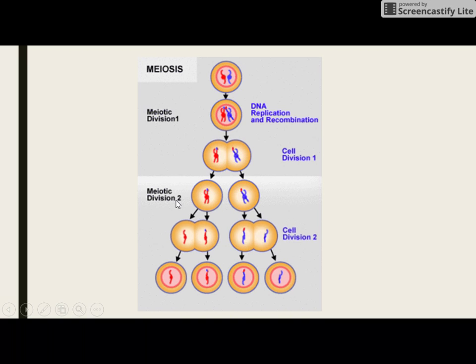The second meiotic division is very similar to mitosis, where the sister chromatids separate and enter into a new cell. Again, notice this is where we had a diploid cell, doubled information, but now it is reduced to haploid because those chromosomes, those sister chromatids, separated.